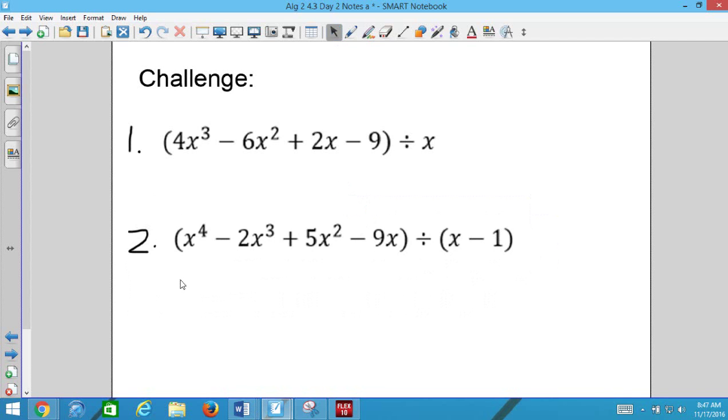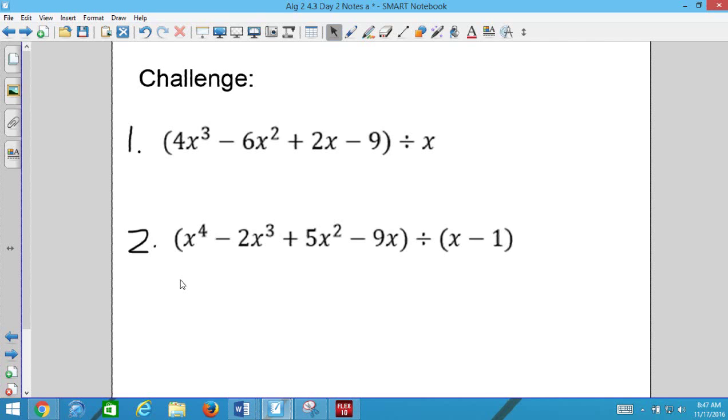Okay, the first one, and we're doing this by synthetic division, so you've got to think about it. The first one is 4x cubed minus 6x squared plus 2x minus 9 divided by x. You've got to think about it. Oh, and if somebody says it out loud, then nobody gets the candy.